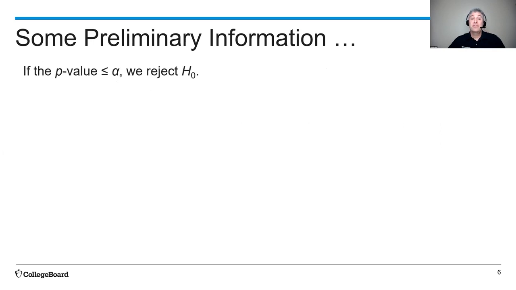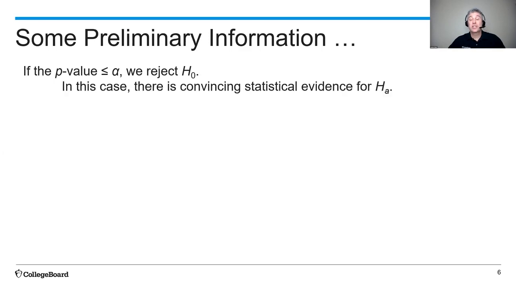Now, if the p-value is small, that is less than or equal to alpha, we reject the null hypothesis and say that there's convincing statistical evidence for the alternative. Again, if a p-value is small, that means it's unlikely to get evidence like our observed evidence just by chance when the null is true. Well, there's got to be another explanation, and we say that there's convincing evidence then that the alternative is true.